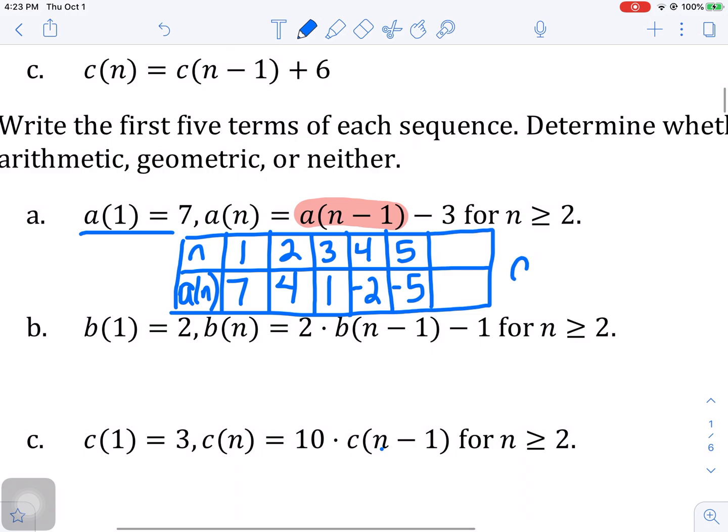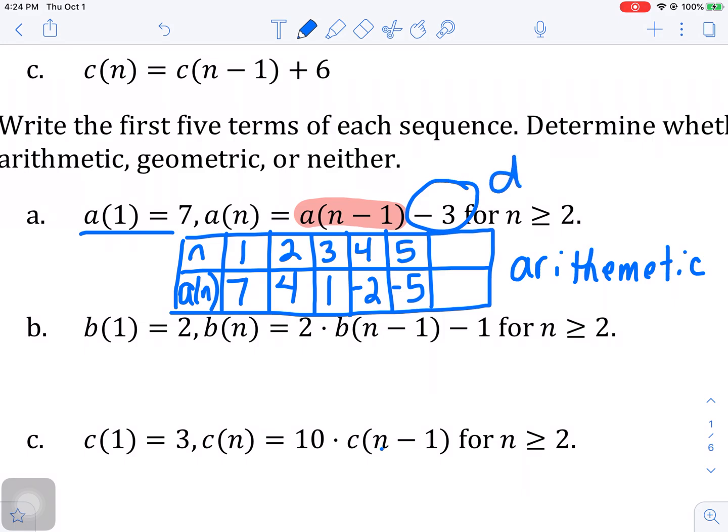So this one would be arithmetic because there's a constant difference, d, and d is equal to -3.